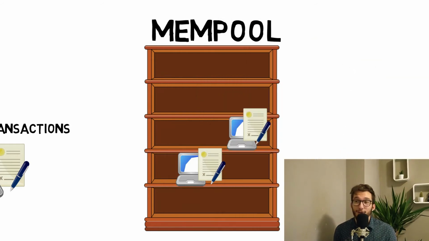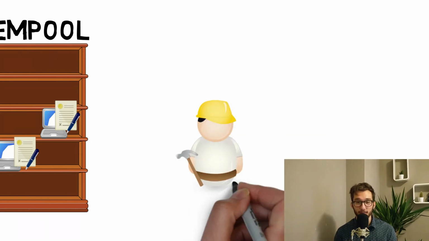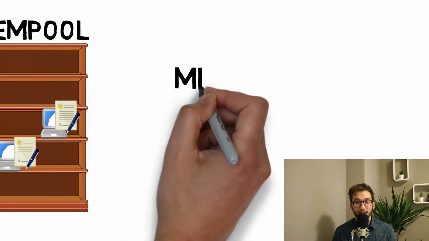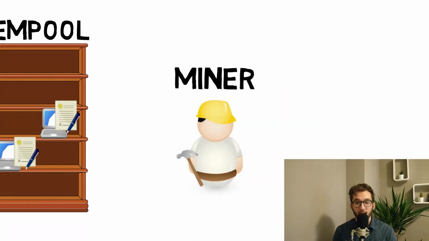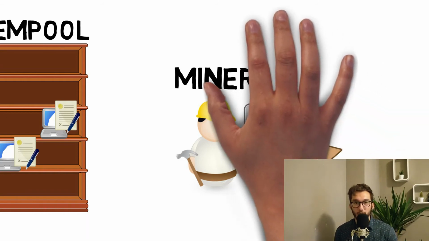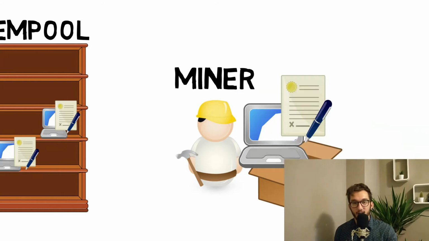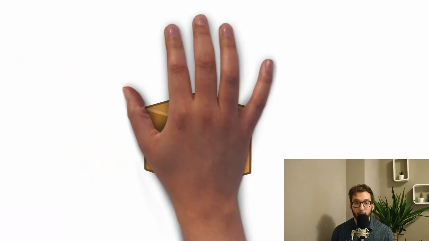So now you may ask, what's happening with them? Who is taking them? There is somewhere a warehouse worker. This warehouse worker is then going to take all the signed articles and put them inside the box. So he is the one who goes to this big storage, takes the signed bonds, and puts them inside the box. And this warehouse worker is actually the miner in blockchain.